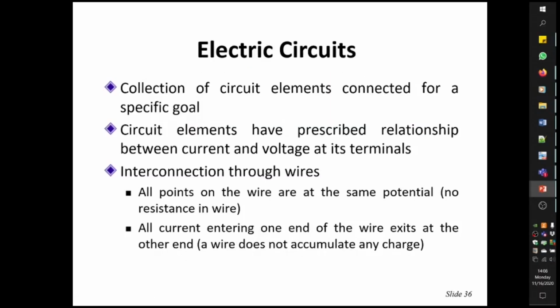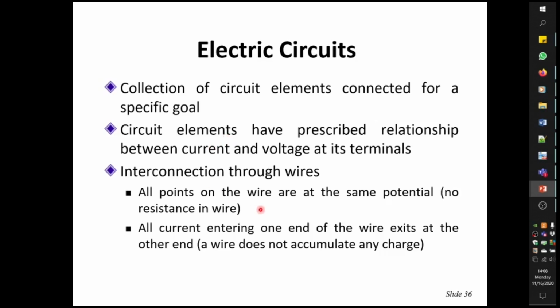Okay, so electric circuits: a collection of circuit elements connected for a specific goal. Circuit elements have a prescribed relationship between current and voltage at their terminals. If you talk about any given element, for instance the resistor, it has a prescribed relationship between its voltage and current. V equals IR is the relationship for a resistor. Similarly, we have a relationship for a capacitor as well as for an inductor.